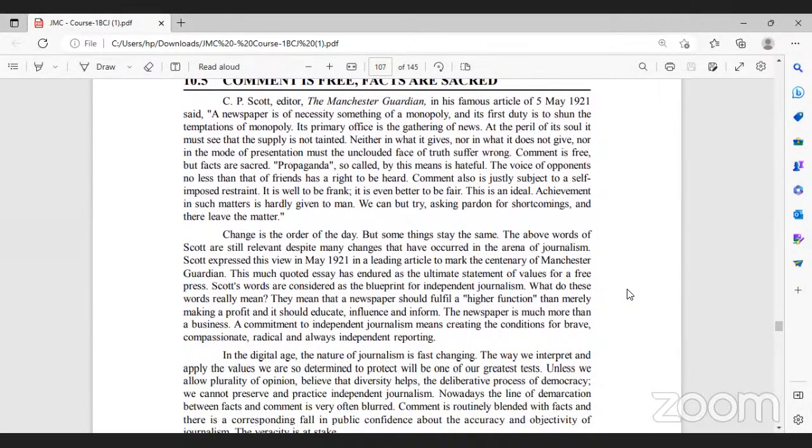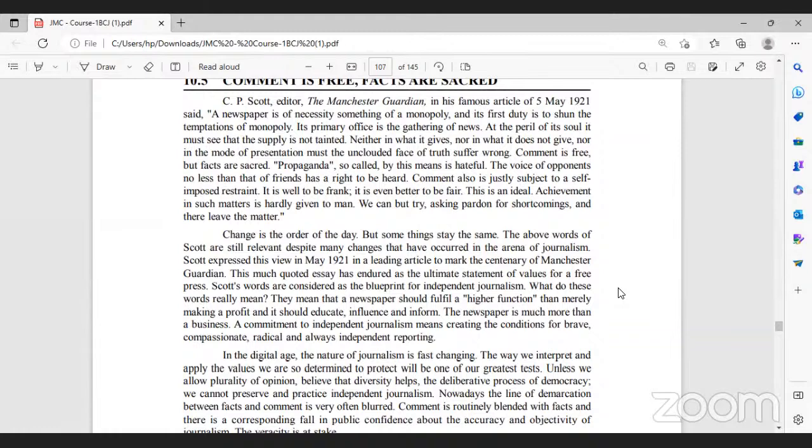We also believe that change is the order of the day. The above words of Scott are still relevant despite many changes that have occurred in the arena of journalism. Though he expressed this in 1921 in a leading article, this much-quoted essay has endured as the ultimate statement of values for a free press. So he was advocating for a free press. They are considered a blueprint for independent journalism.